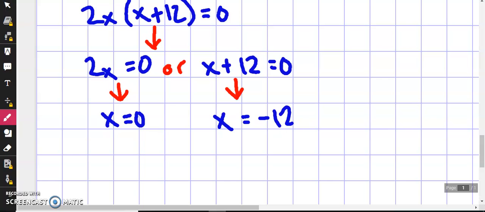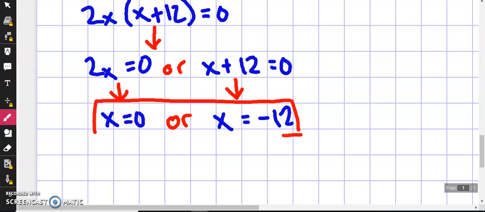And once again, either solution could be correct. So we'll put the word or in the middle, and then use that as our final answer.